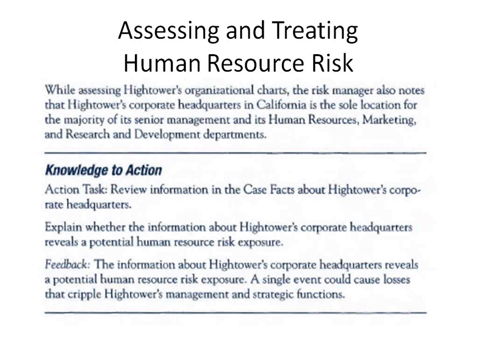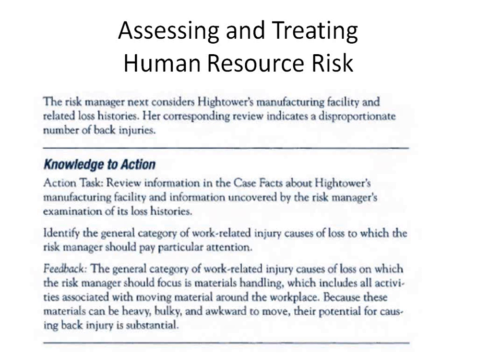Well, when they say California, they should just say Bay Area, and you say, okay, earthquake risk. If we had an earthquake and then we lost all those personnel, what they're saying is that the corporate headquarters reveals a potential human resource risk exposure. A single event could cause losses that cripple Hightower's management and strategic functions. So you look at it and say, okay, we have all these people here, maybe we want to be in Sacramento. There's only wildfire exposure there instead of earthquake exposure. Those are the things you keep in mind as you go through this.